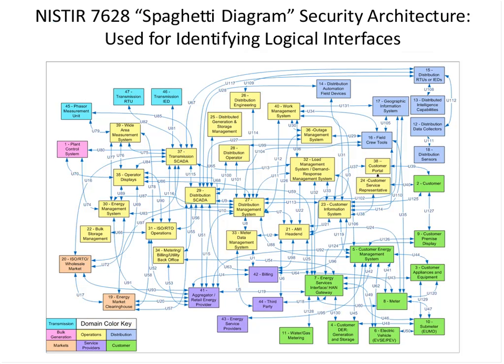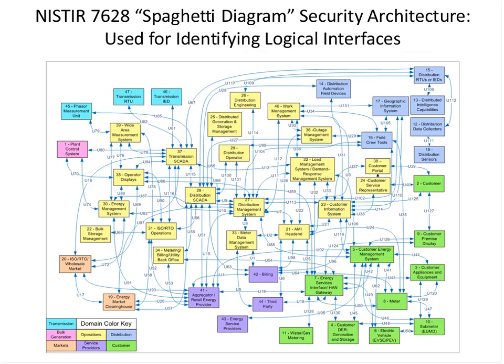This is known as the spaghetti diagram, and the reason why it's called the spaghetti diagram is because there are all these noodles that are connecting the various environments in the domain. So if you look a little closely, you'll see all the 7 key domains of the smart grid from the conceptual model: the generation, transmission, distribution, customer premise, the energy markets, the service provider, the operations. All of them are here.